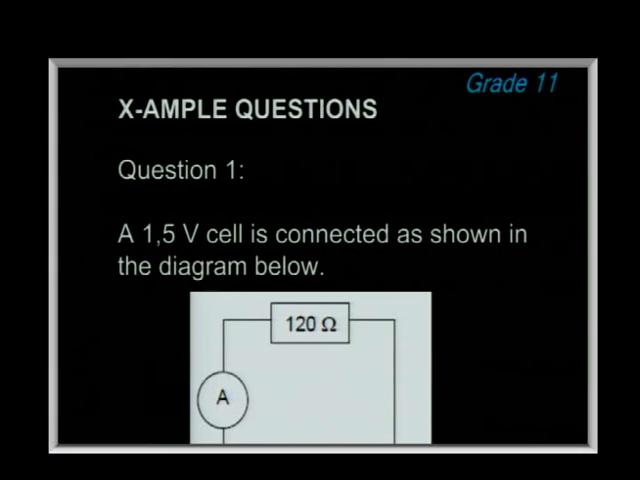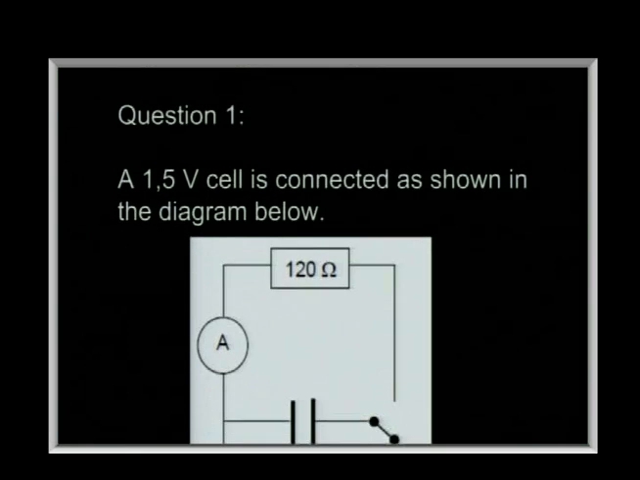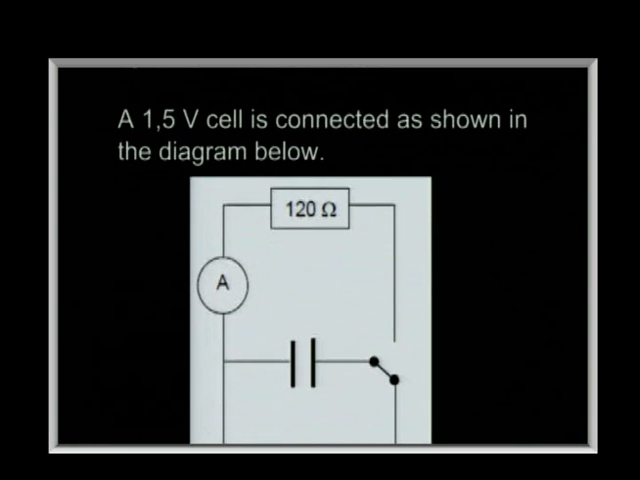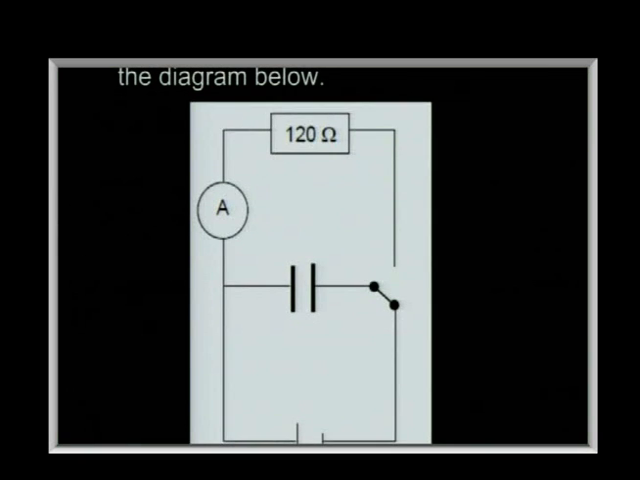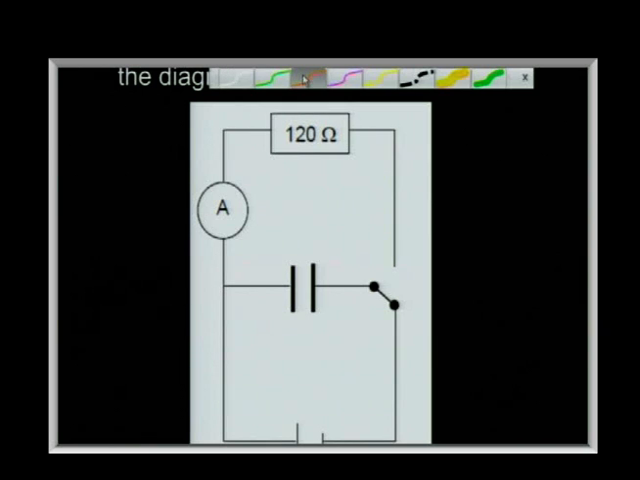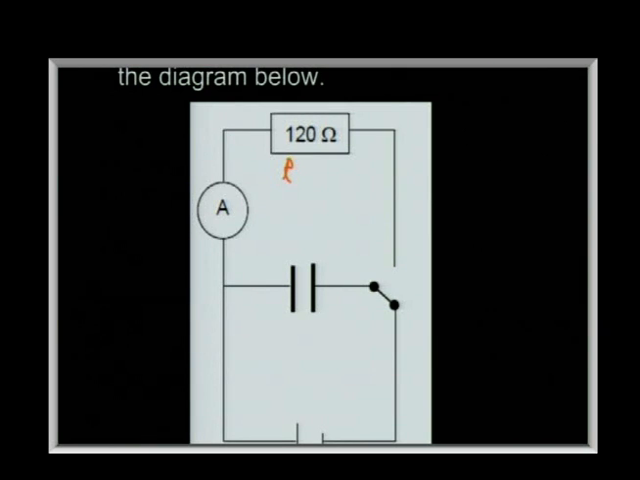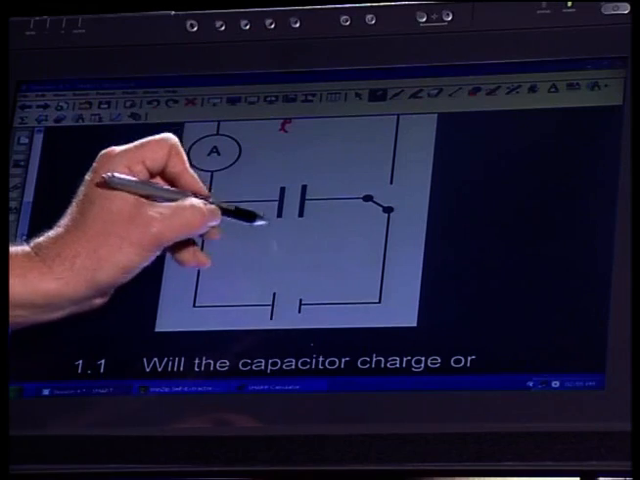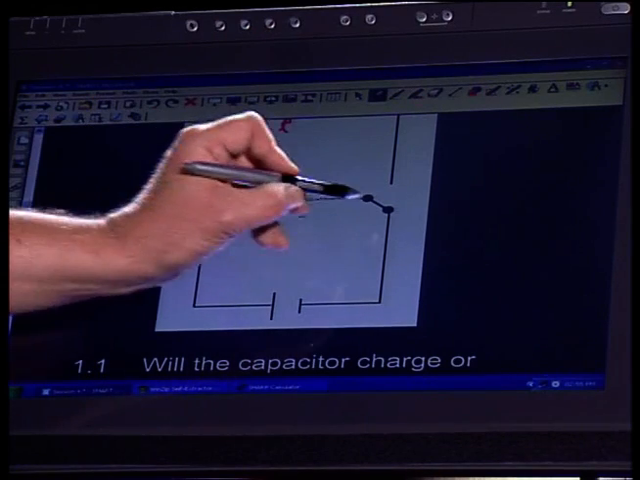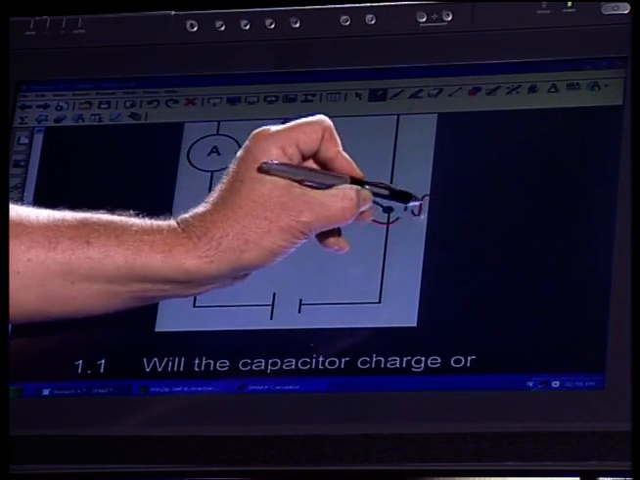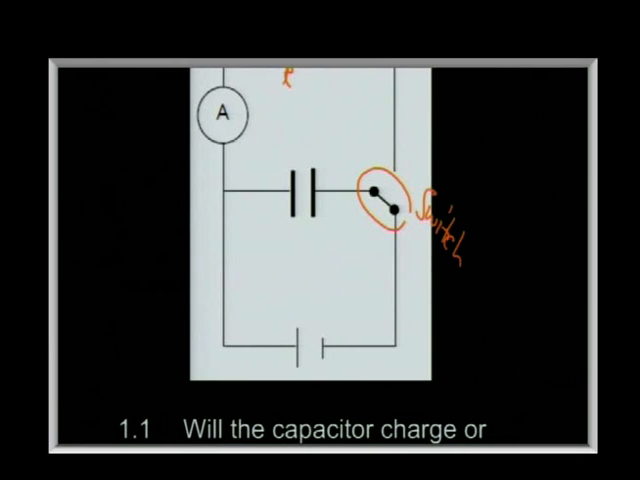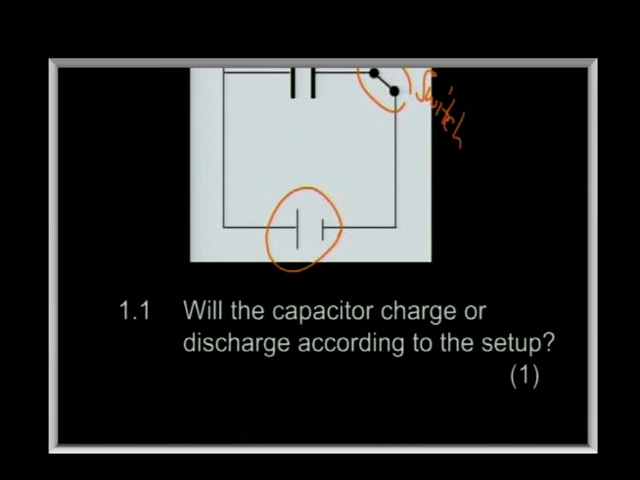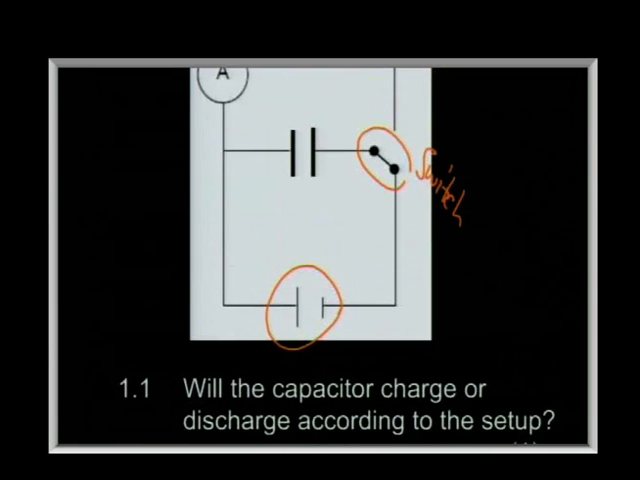It says here that we have a 1,5 volt cell. It's connected as shown in the diagram. We've got a resistor, that's your resistor. We've got an ammeter. We've got a capacitor, there's your capacitor, the 2 lines. Notice here is a switch. So there's our switch. And we've got a battery, there's our cell. And it's going to be delivering potential difference.